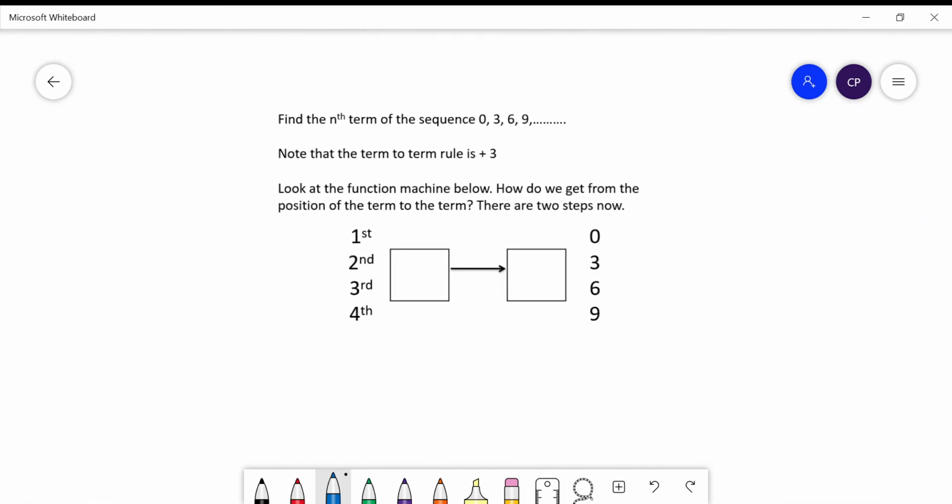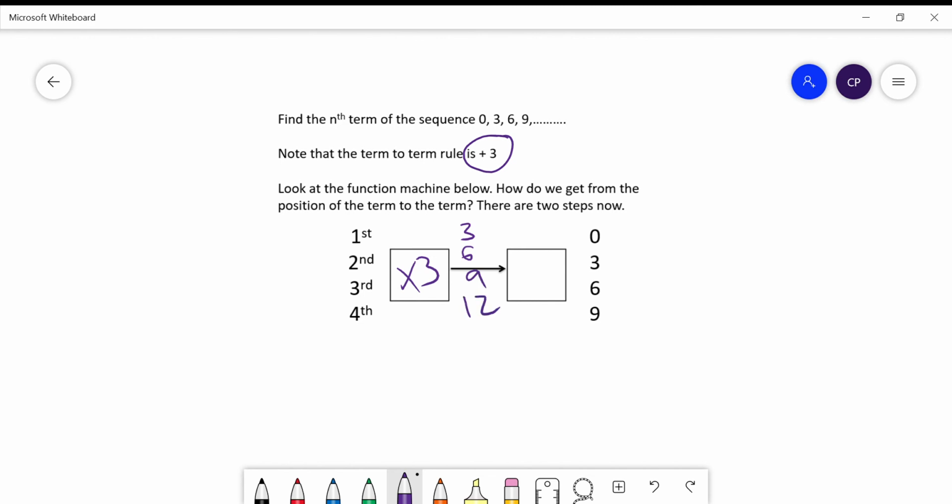And the final example, so this time it's going up in 3s again, so that's a 3 times table, so I'm going to say times by 3. If I times them all by 3, 1 times 3 is 3, 2 times 3 is 6, 3 times 3 is 9, 4 times 3 is 12.